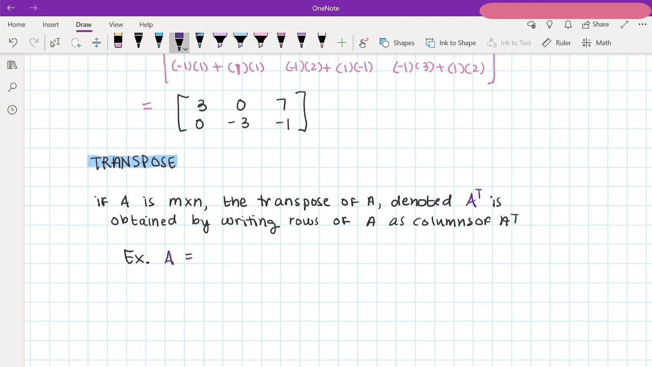So A has 3 rows and 2 columns, whereas A transpose has 2 rows and 3 columns.